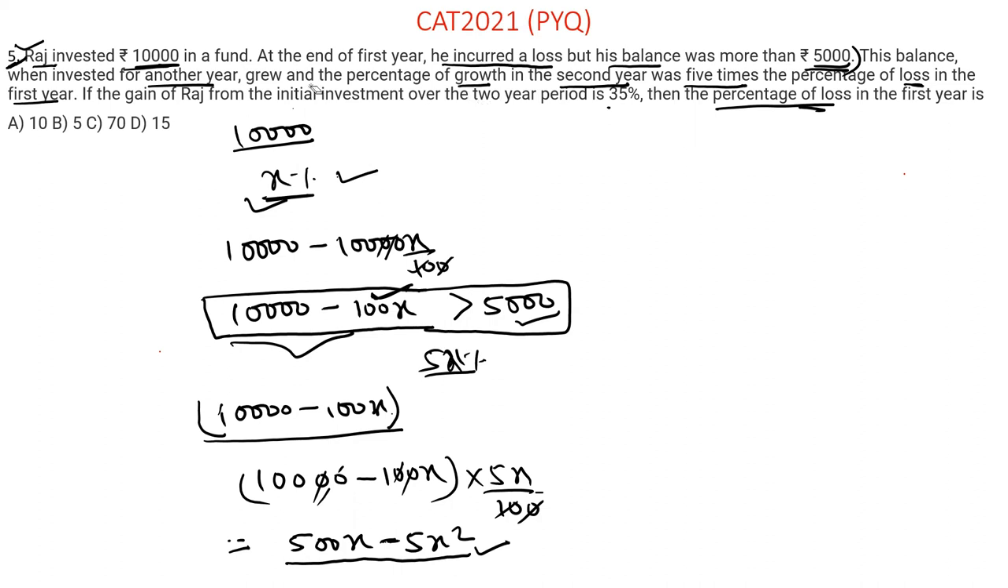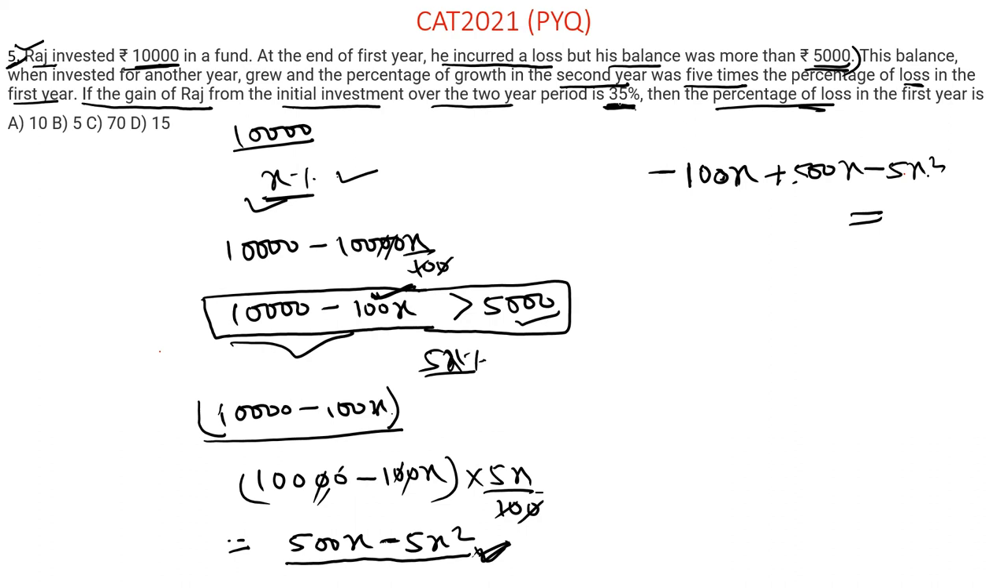Now, the question is saying that the gain of Raj from the initial investment over the 2-year period is 35%. In the first year he incurred a loss, that is minus 100x because of loss. And during the second year he gained, that is 500x minus 5x square, equal to 35%. So 35% of 10,000 is 3500. Let's solve the quadratic equation.